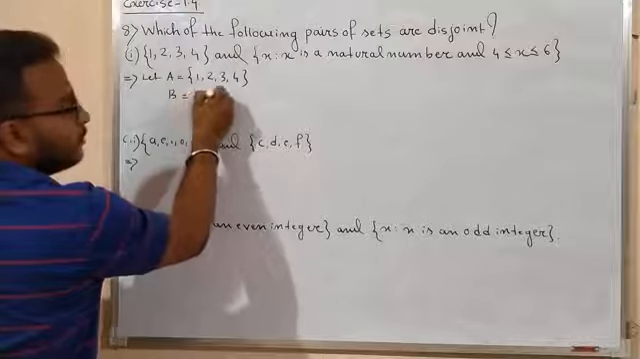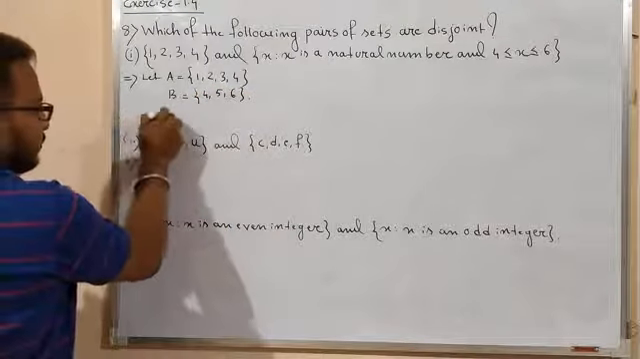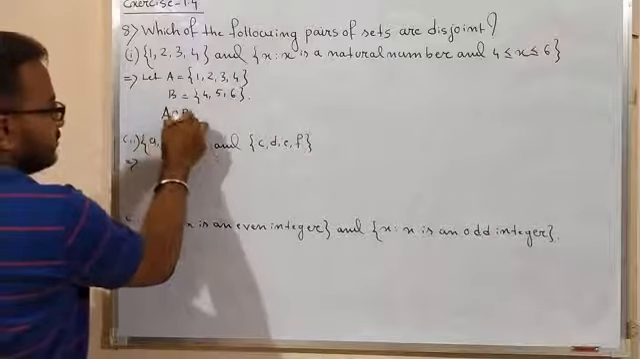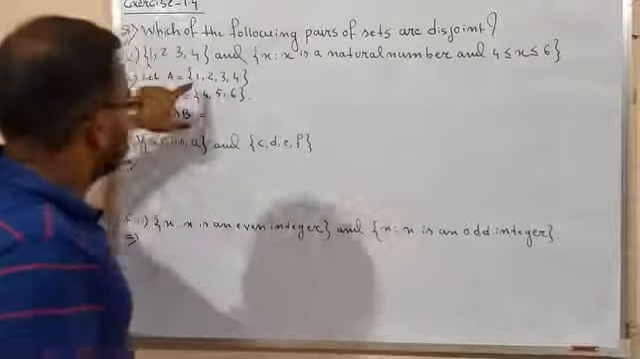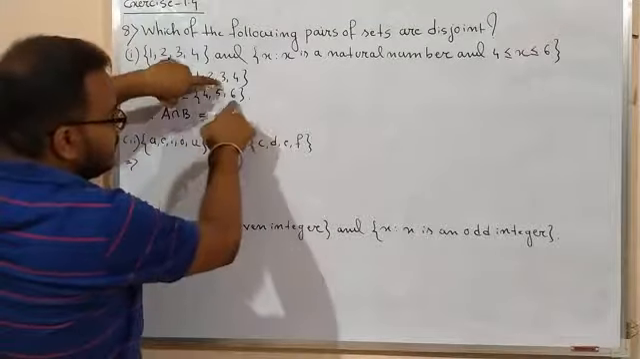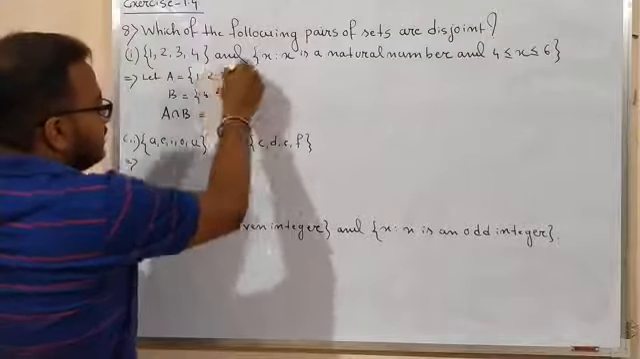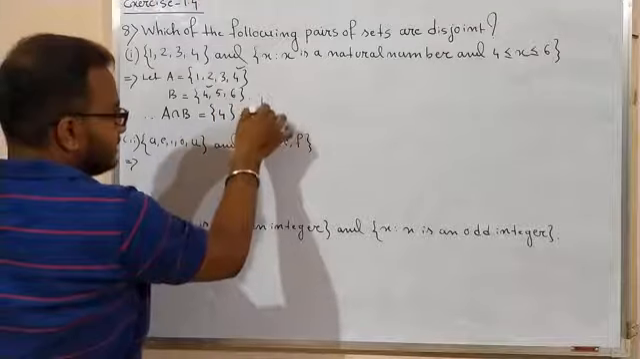So it will be 4, 5 and 6. Okay? So therefore, what is A intersection B? That means you have to find the common elements between both the sets. So 1 is there but 1 is not there. 2 is there, 2 is not there. 3 is there, 3 is not there. But 4 is there and 4 is there. So 4 is a common element. So it is 4, and this is not equal to an empty set.